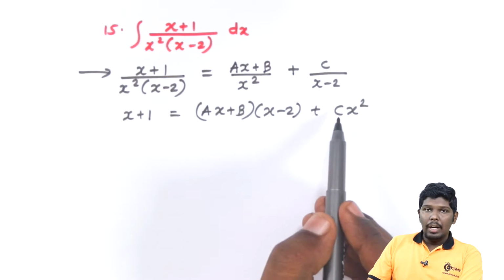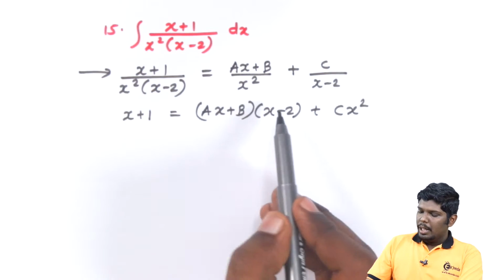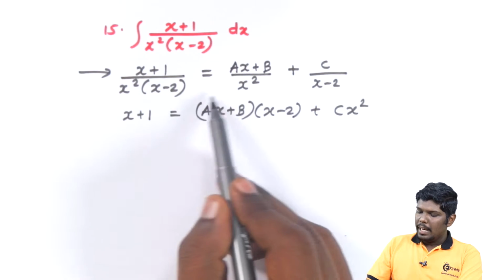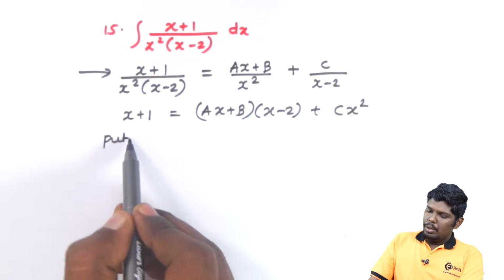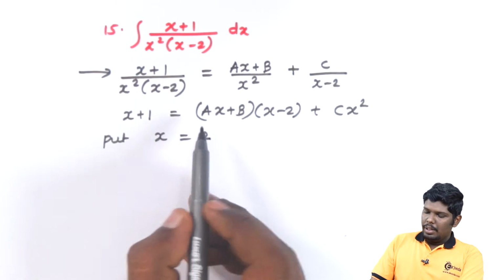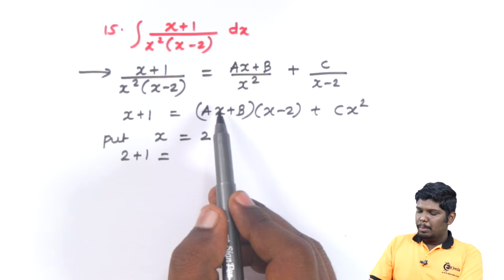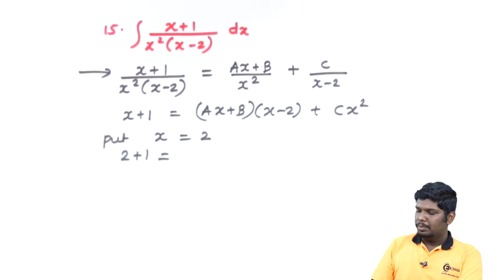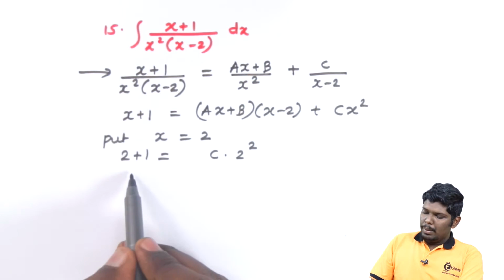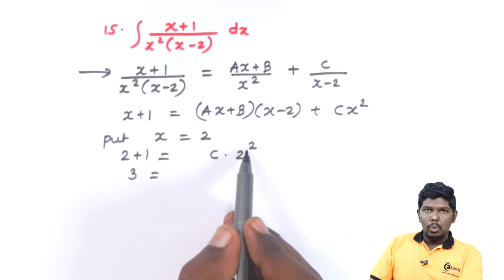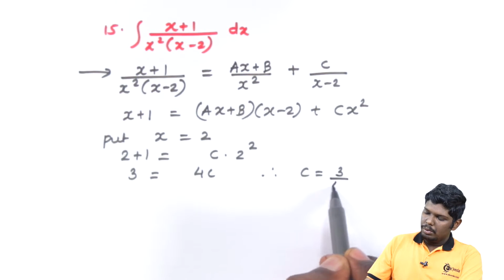Now to find the value of c first, let us take x as 2 so that 2 minus 2 will become 0 and this entire part will become 0, so that we can easily find the value of c. Put x is equal to 2. Therefore we have 2 plus 1 is equal to, no need to calculate this term because the value of this term is already 0. c into 2 square. 2 plus 1 will be 3 is equal to 2 square is 4, that is 4c. Therefore the value of c is 3 by 4.